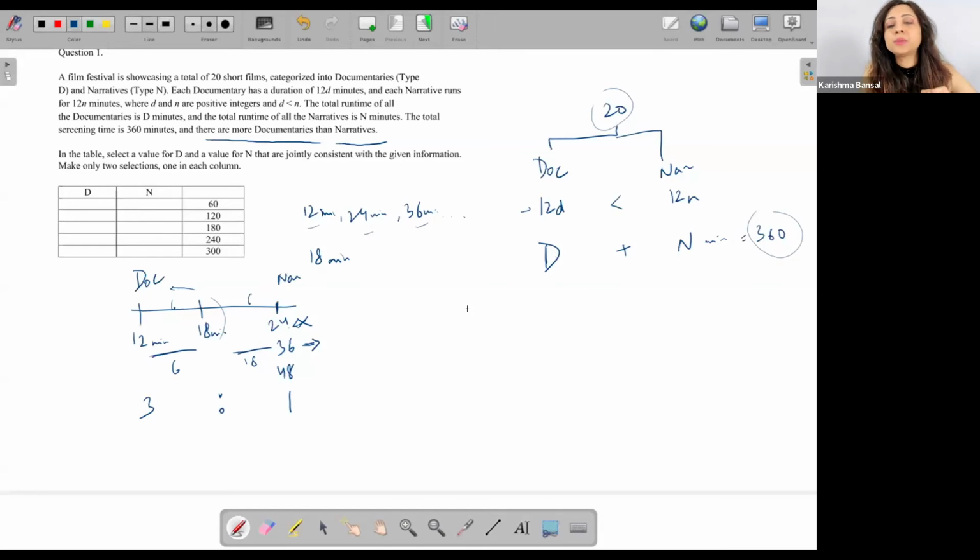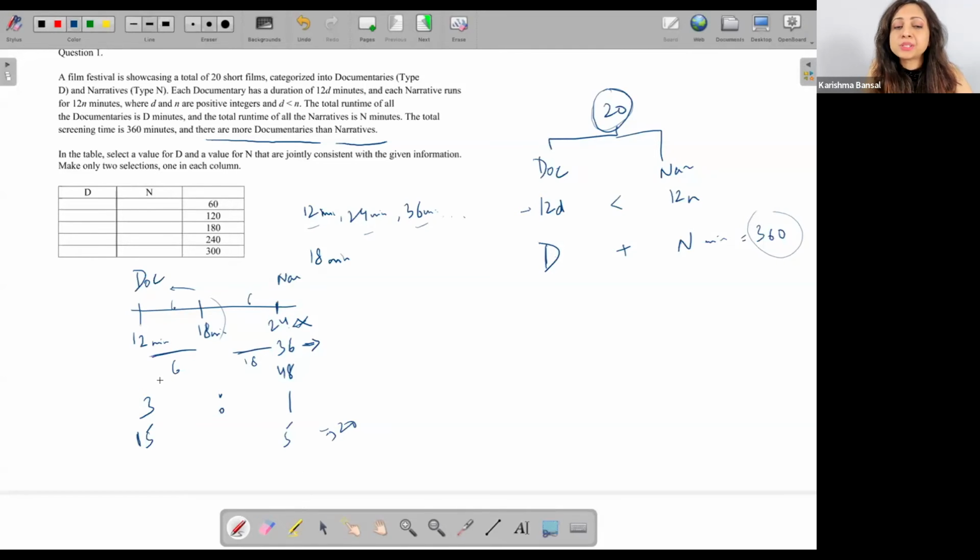Now let me come back to this point. It says the total number of movies is 20. Is it possible? Well, certainly it is possible. In case I have 15 documentaries and I have 5 narratives, the ratio will be 3:1, right? And total it adds up to 20 movies, right?